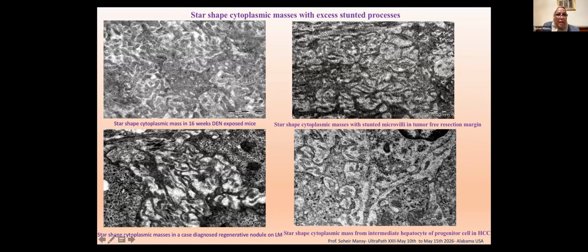This star-shaped cytoplasmic mass was also seen in 16-week TAA-exposed mice. Also, we saw them in tumor-free resection margin and in the diagnosed regenerative nodule, as we have seen now. Also, here is a separated star-shaped part from the hepatic progenitor cell in HCC.